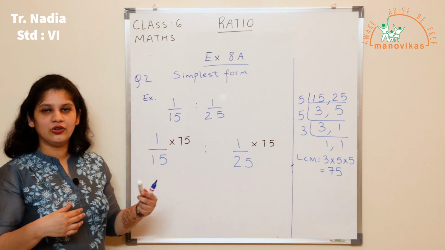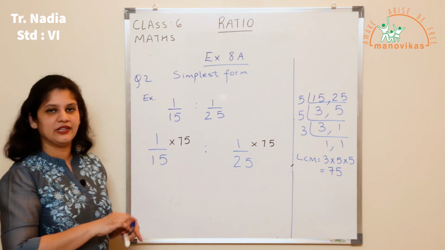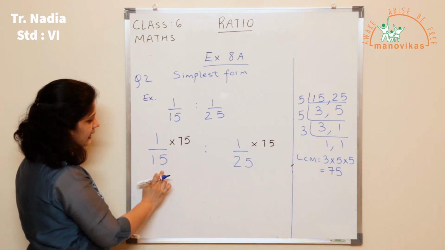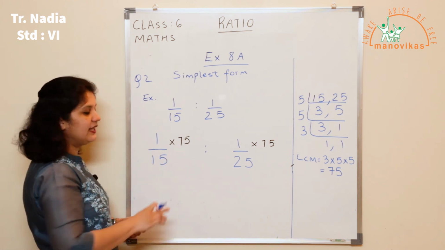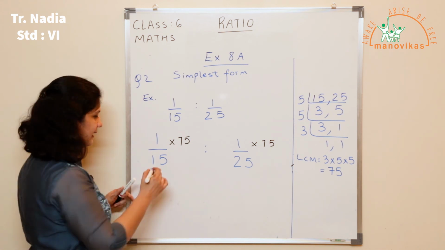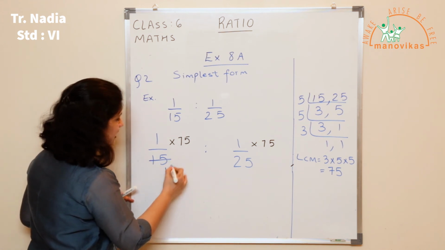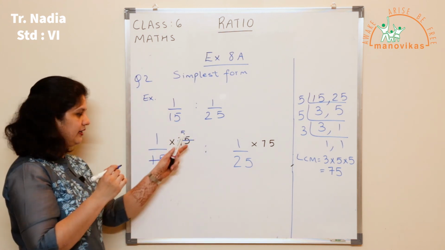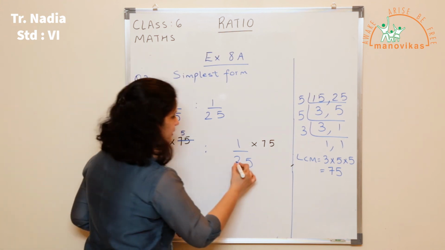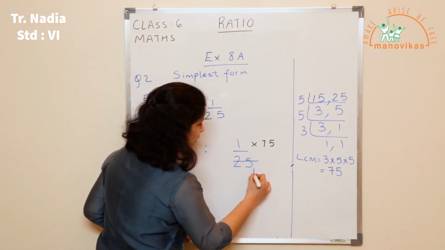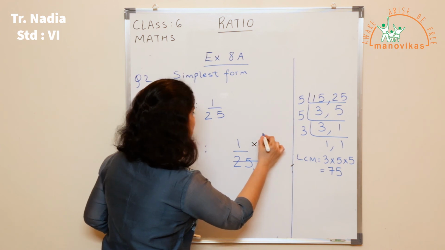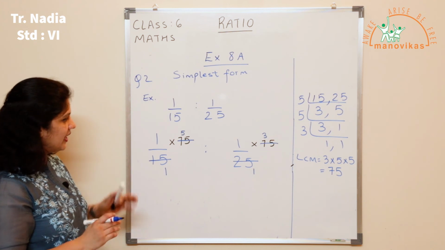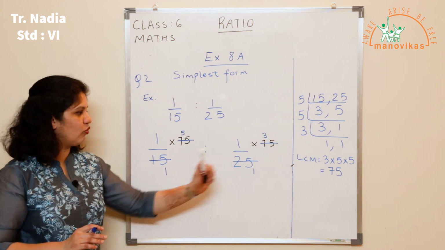Now let us try to reduce. Let us see if anything can be reduced in the numerator and denominator. In the numerator there is 75, in the denominator there is 15. Can I reduce this? Yes, I can. 15 ones are 15, 15 fives are 75. I reduce the numerator and denominator. Similarly here, 25 ones are 25, 25 threes are 75. Okay, so I reduced.